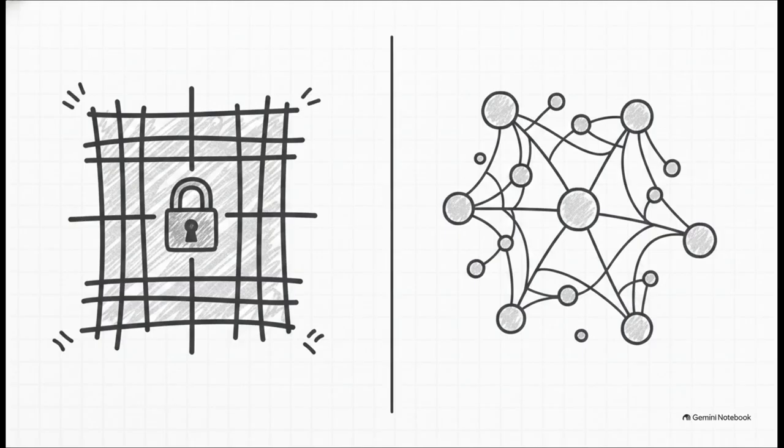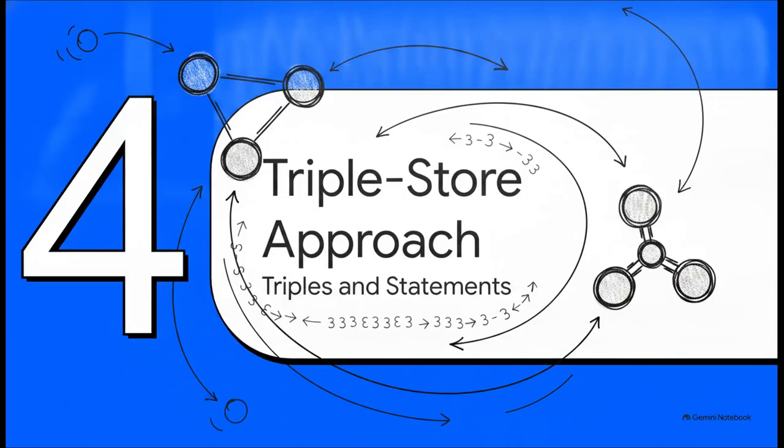Today's graphs are a totally different beast. There are zero schema restrictions, you can query any vertex directly by its ID, and they use high-level declarative query languages that make your life infinitely easier. Moving on to Part 4, the triple store approach.